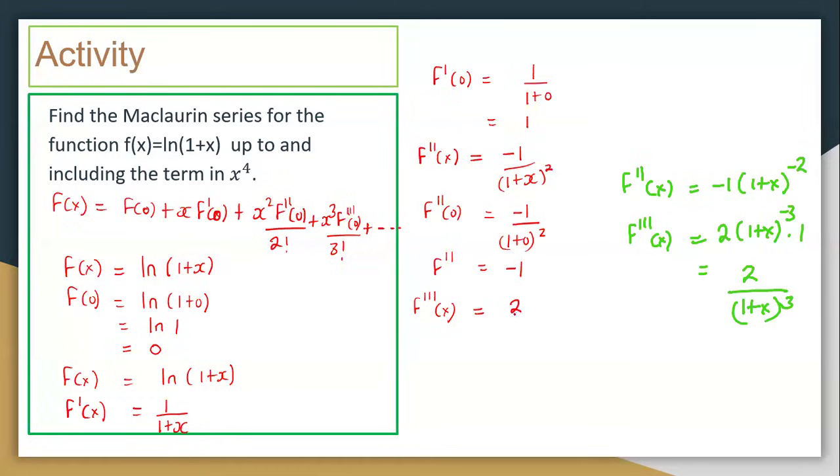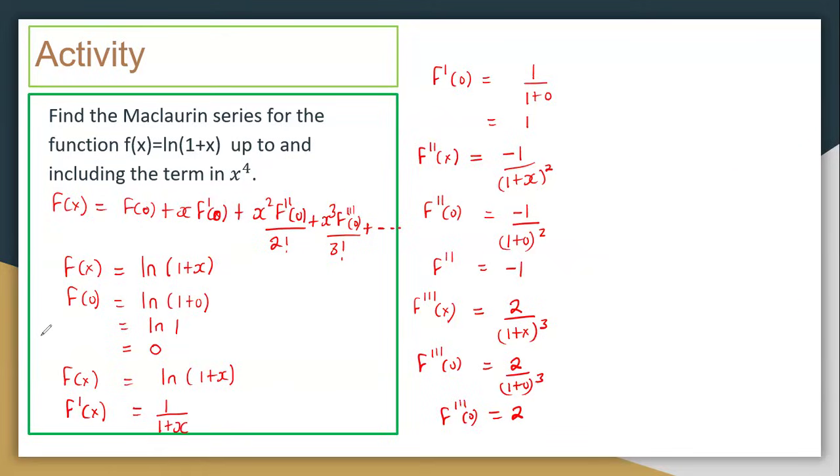So here I will say 2 out of 1 plus x, everything power 3. Then I go and I say, what is f prime prime of 0? So this is going to be 2 out of 1 plus 0, everything power 3, which will give us 2. Now you continue. Remember they told you up to x power 4. Now when you look at x power 3, we are still on 3. So we have to do one more derivative.